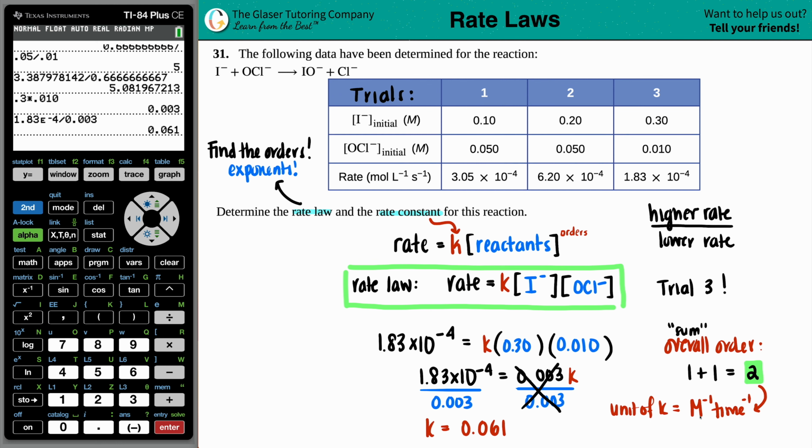And then it's time to the negative 1. So always look at your rate values to see what time unit is given. Could be seconds, could be minutes, could be hours. In this case, in the rate, they gave me seconds. So the units of k, since we have an overall order of 2, is molarity to the minus 1 and then seconds to the minus 1. Or you could just put s, but that's it for this one.